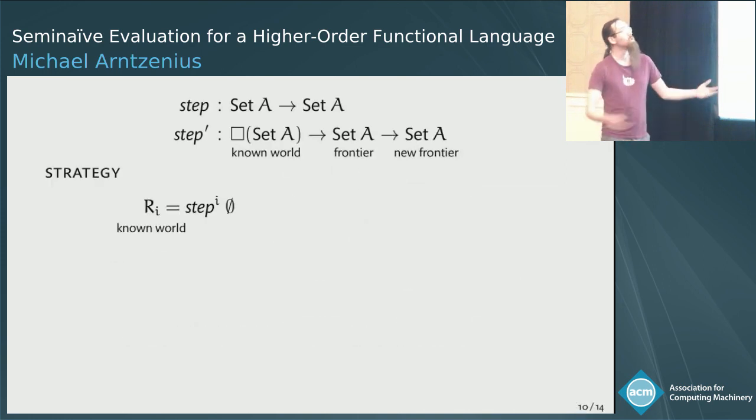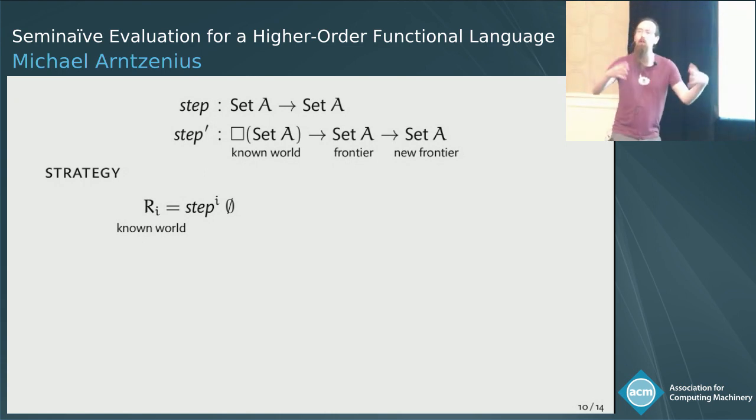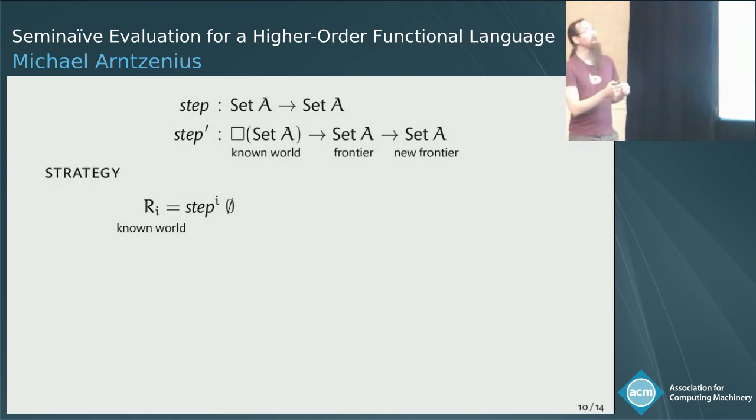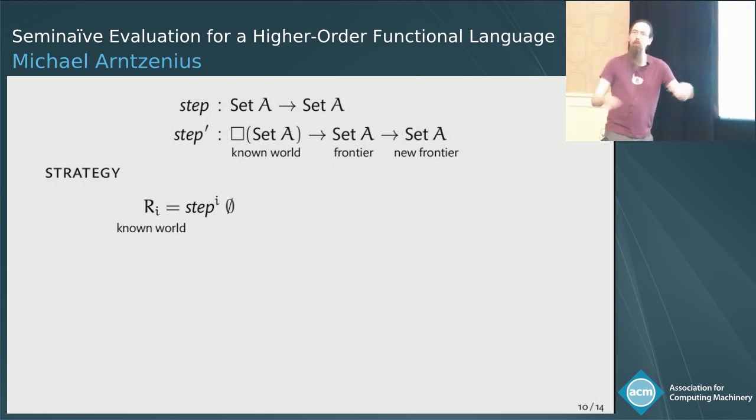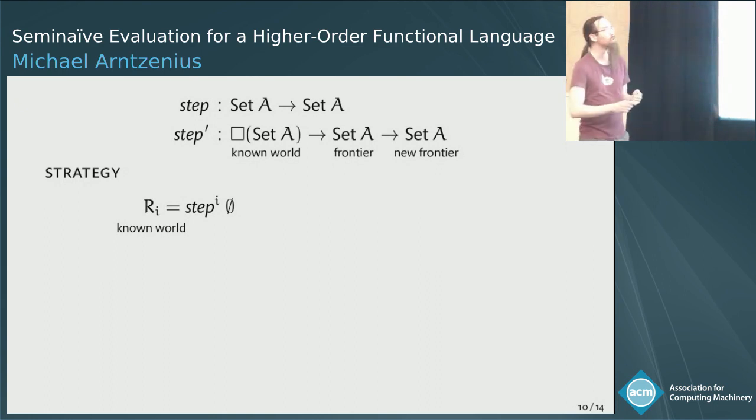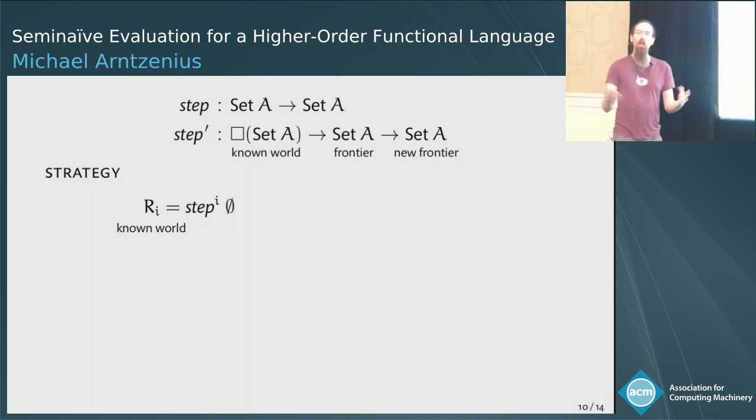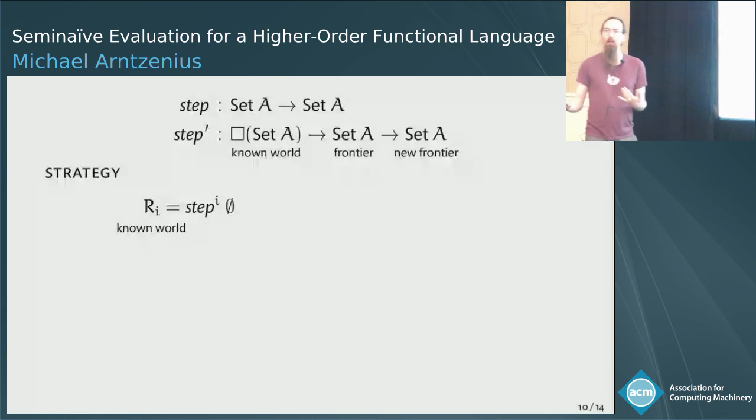So suppose we have some step function, like our step function for our reachability example, and we have its derivative. Its derivative will take an original input, which we can think of as the known world so far in our reachability example. It will take a change to that thing, which we can think of as the frontier. Remember, the frontiers were the changes between our iterations. And it will give us the change in the step function, and that will give us our new frontier, the next frontier.